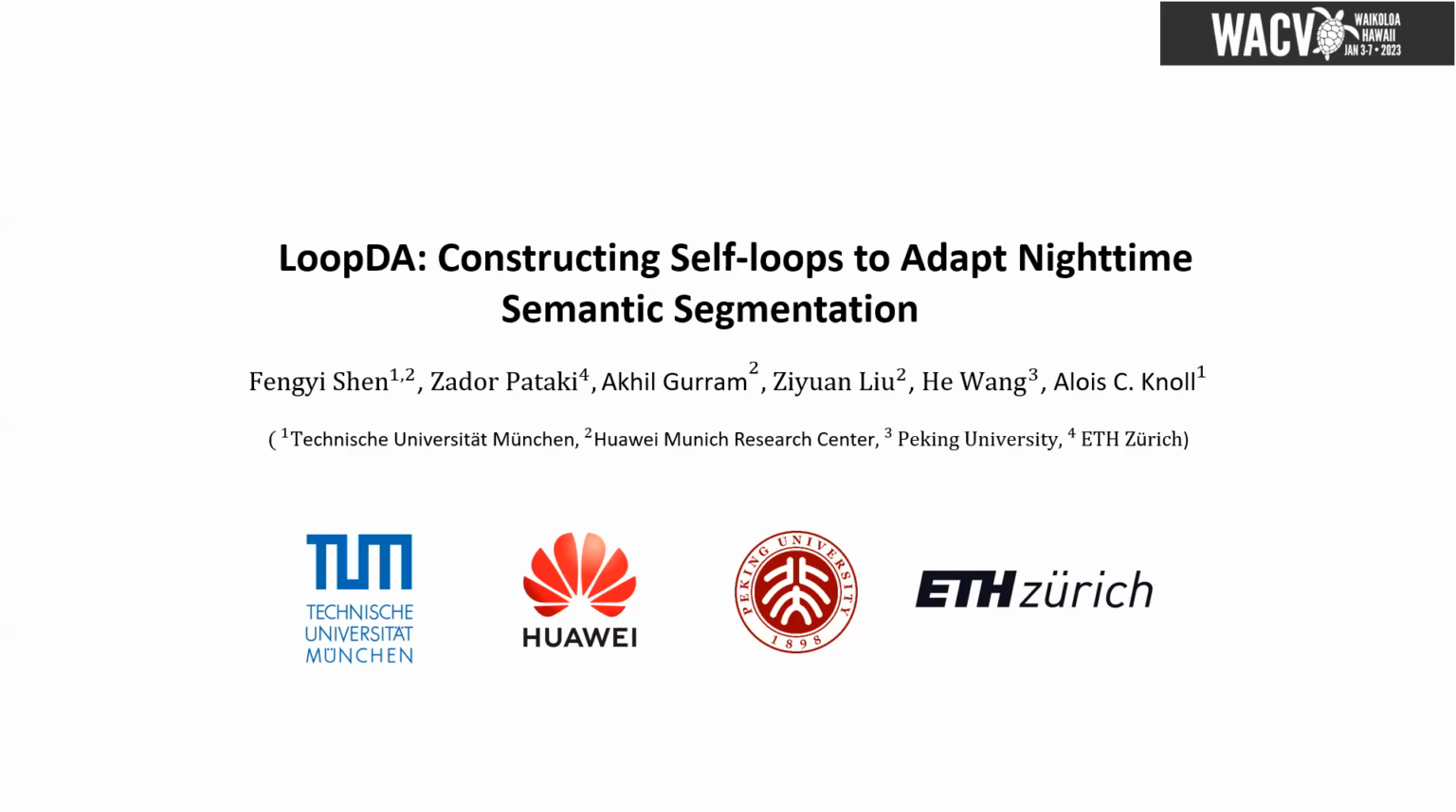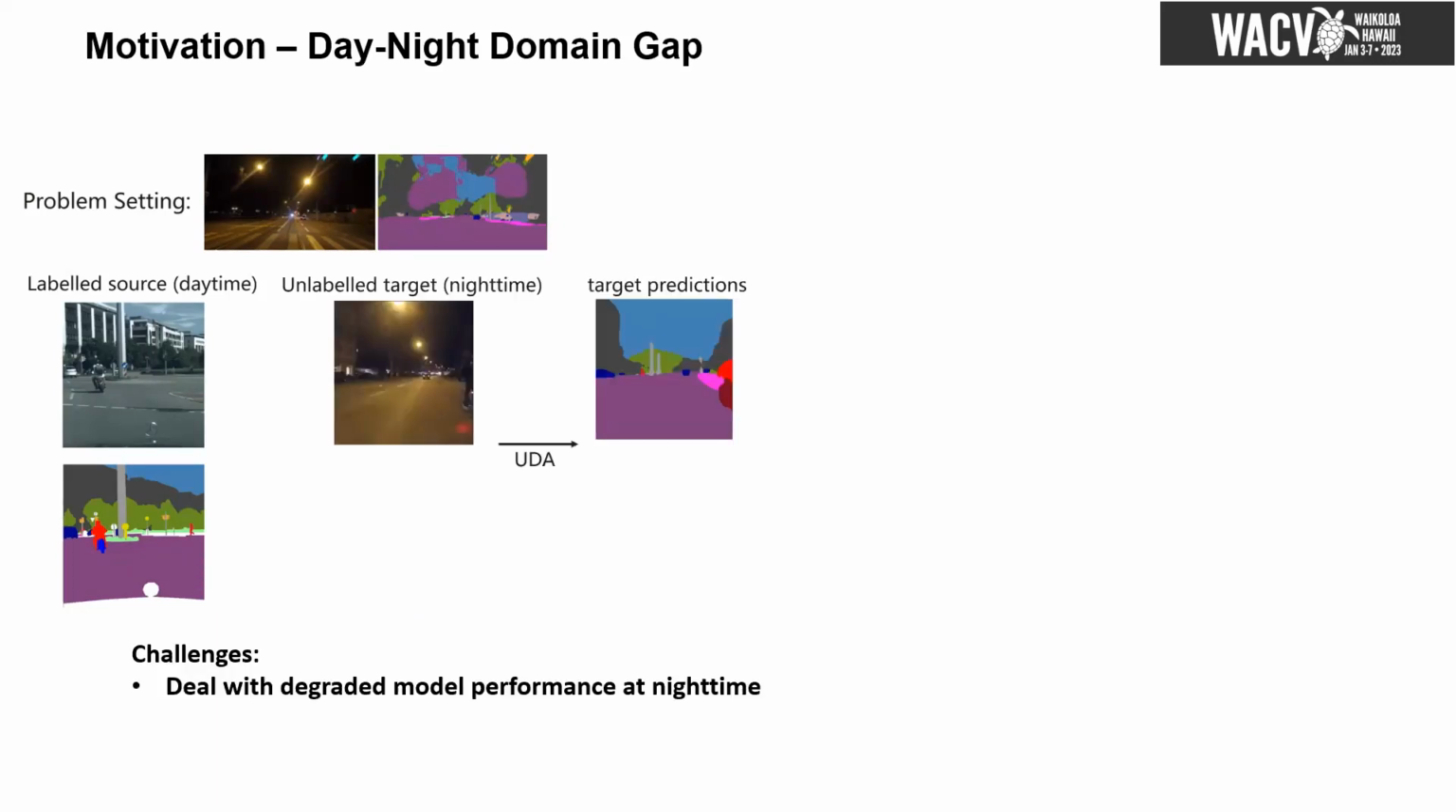I would like to introduce to you our work, LoopDA, constructing self-loops to adapt nighttime semantic segmentation. Dealing with adverse driving conditions such as nighttime is challenging for the deep learning-based perception system of autonomous vehicles. Models that are trained on sunny daytime datasets fail to perform equally well when applied directly to images captured at nighttime. Considering the lack of training labels and the difficulty of annotating, performing unsupervised domain adaptation from the labeled daytime source domain to an unlabeled nighttime target domain has been widely researched to enhance model adaptability.